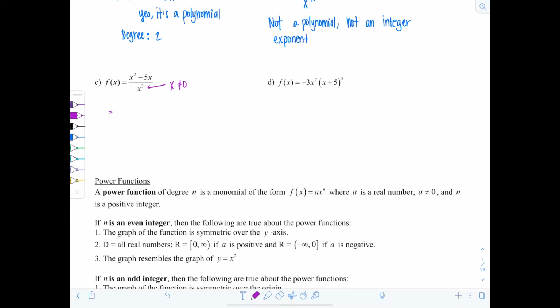Notice I can rewrite f of x as x squared over x cubed minus 5x over x cubed. And then if I simplify x squared over x cubed, that's 1 over x. That's the same as x to the negative first, minus the second term is going to be 5x to the negative second. And we know that's a big no-no for a polynomial. No negative exponents are allowed.